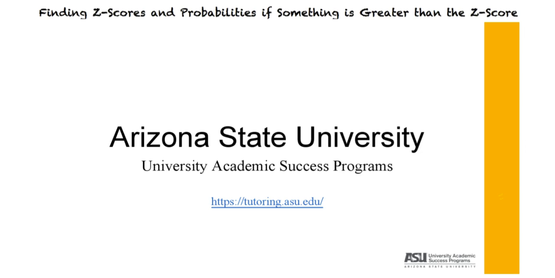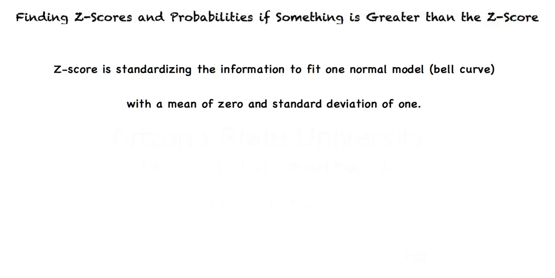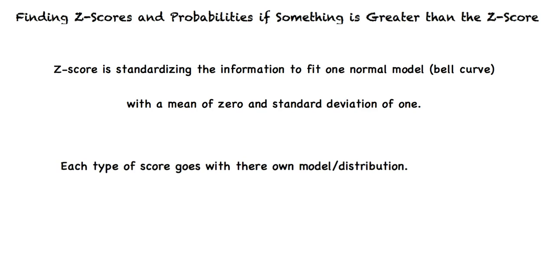This is an example video for the topic Finding Z Scores and Probability if something is greater than the Z score. Z score is standardizing the information to fit one normal model bell curve with a mean of 0 and a standard deviation of 1. Each type of score goes with their own model or distribution. You will be learning many different distributions throughout the semester.